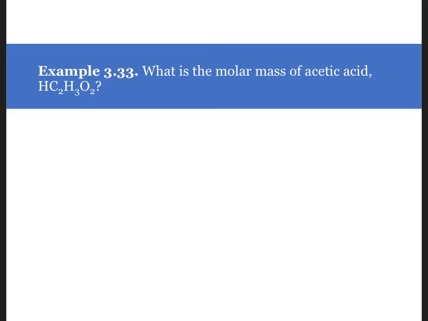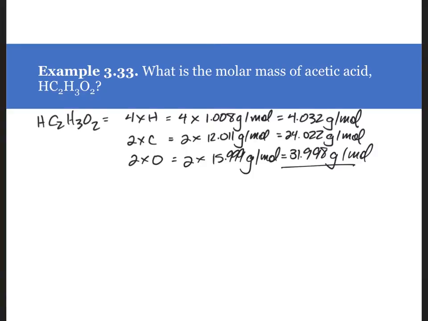Here's one for you to try. What is the molar mass of acetic acid, HC2H3O2? The molar mass for acetic acid can be calculated by adding the molar masses of all the atoms in one molecule. The mass of 1 mole acetic acid is therefore 60.052 grams per mole.